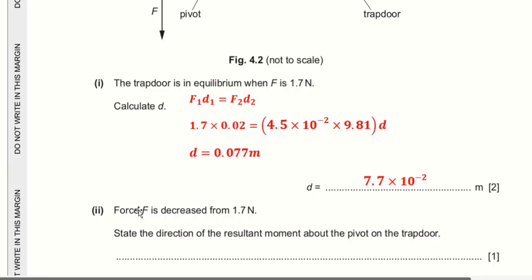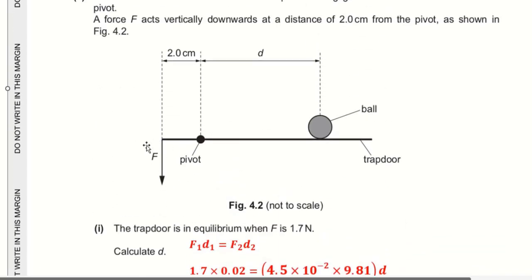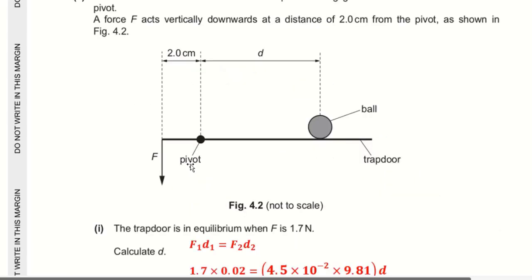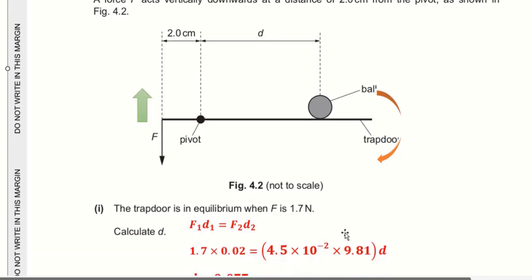Force F is decreased from 1.7. State the direction of the resultant moment about the pivot. When the force decreases, this side moves up and this side will rotate in this direction, which means clockwise.